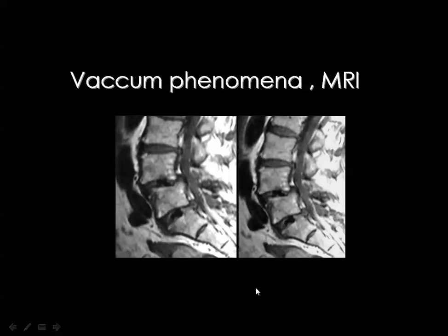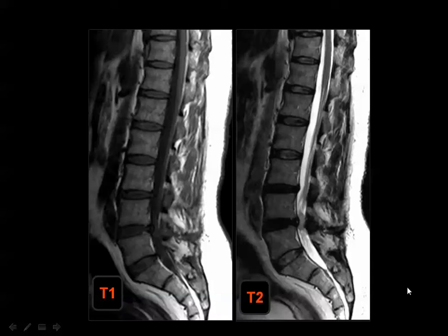In MRI, it may be difficult to detect air within the disc because the disc will lose its water first. Then the disc will be of black signal in the T1 and T2 weighted images, and air is also of black signal in the T1 and T2 weighted images. But you can easily appreciate the presence of air here and there compared to the discs above. These discs do not contain air, while here and there you can see this very dark signal is due to the presence of air within the disc substance.